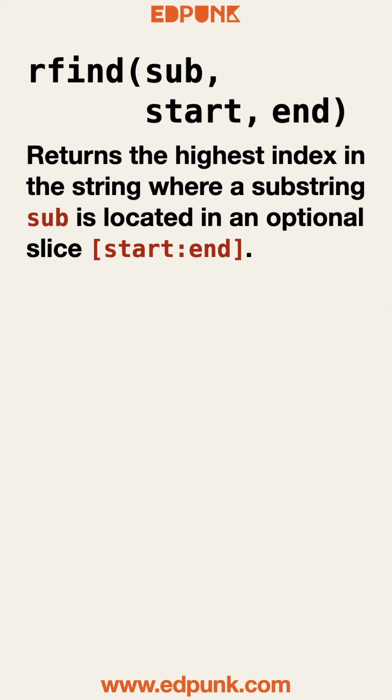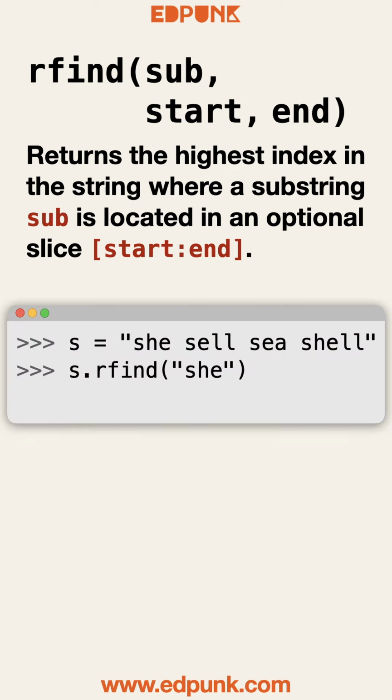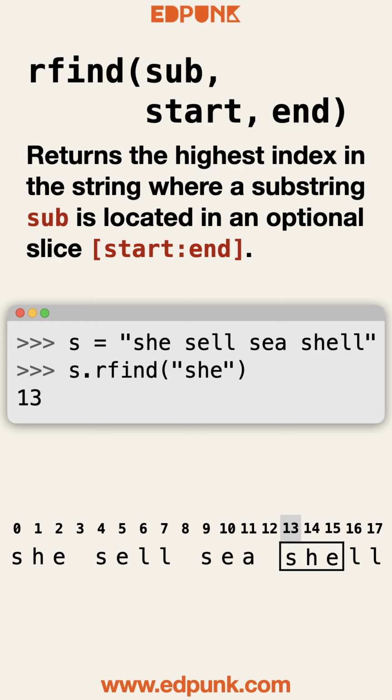For example, let us assign a string she sells seashell to a variable s. Now, s.rfind she starts looking for the substring she in the string. It finds an occurrence starting at index 0 and then finds another occurrence at index 13, after which there is no more occurrence. So, it returns the highest index, that is 13.